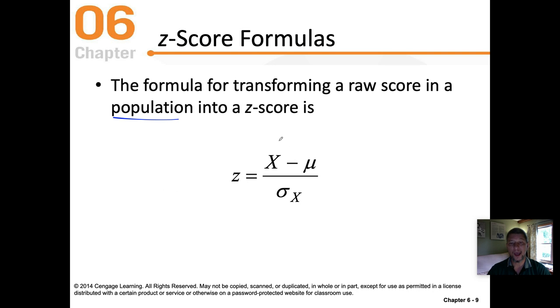So in this case, x still represents the raw score on this particular subset of scores. Mu, however, represents the population mean. Remember that x bar is the sample mean. Mu is the mean of the entire population. And the little symbol in the denominator of this calculation is the standard deviation of the population, as opposed to the standard deviation of the sample that we used in the previous formula. But the formulas work the same way. It's the raw score minus the mean over the standard deviation. That's how to calculate a z-score.